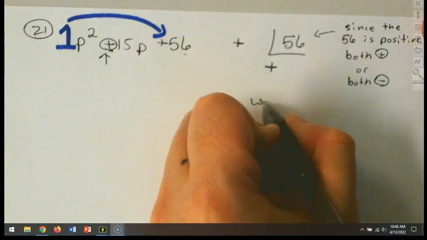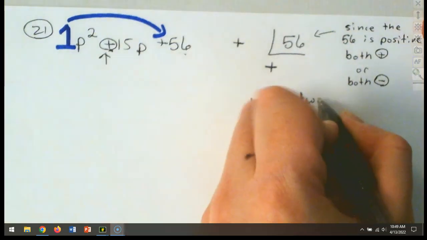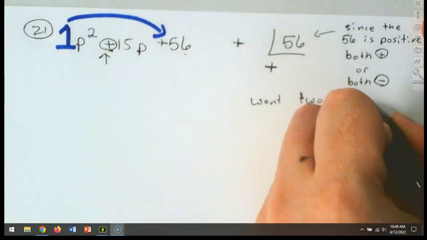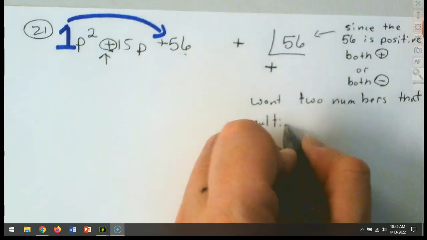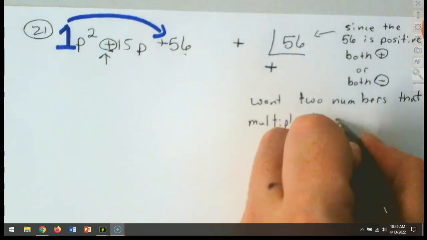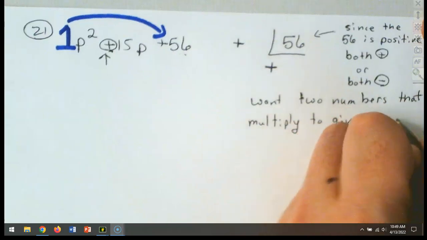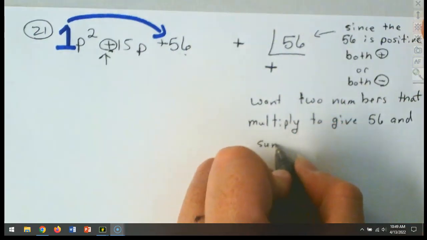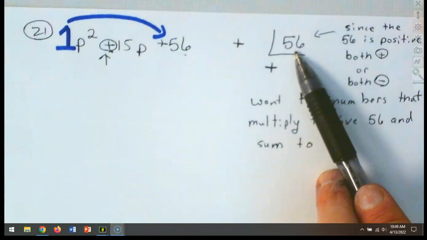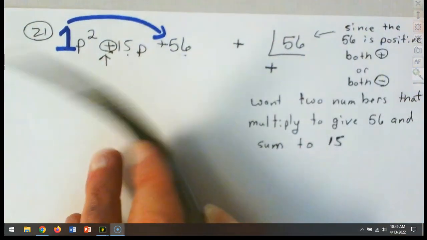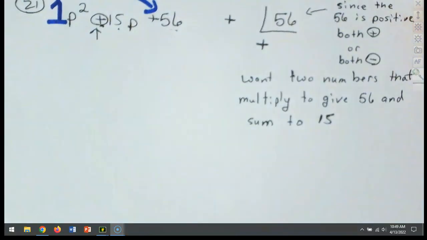We want two numbers again that multiply to give 56 and sum to 15. So multiply together to give you the number in the box, sum together to give you the number in the middle. We know that they're both positive. Why? Because how can you get a positive when you multiply? Either both positive or both negative. You know the sign in the middle is positive, so they're both going to be positive.